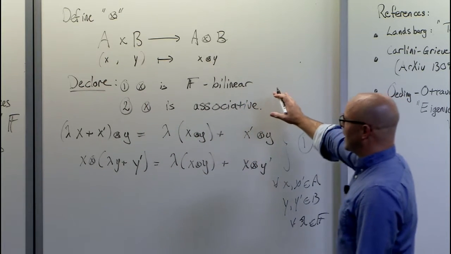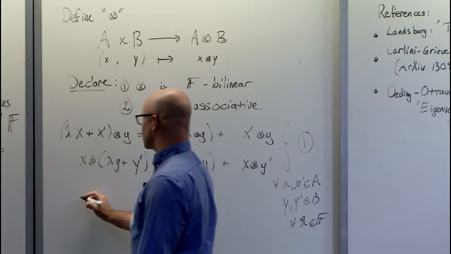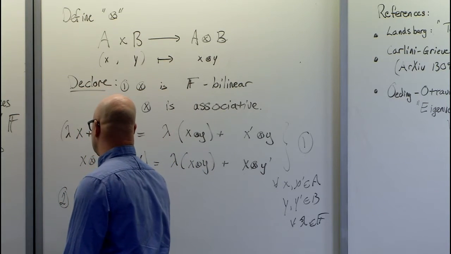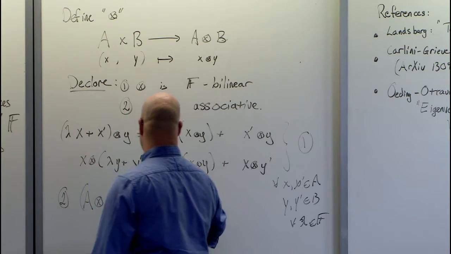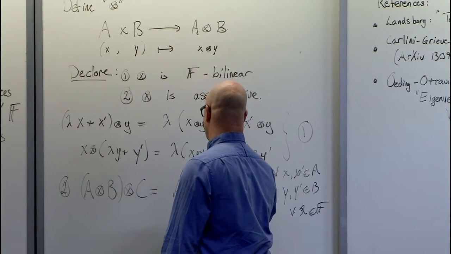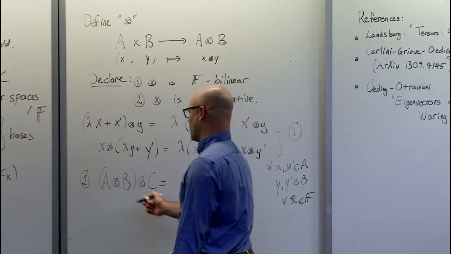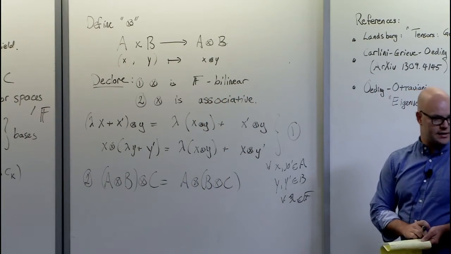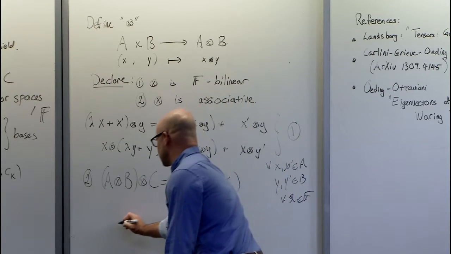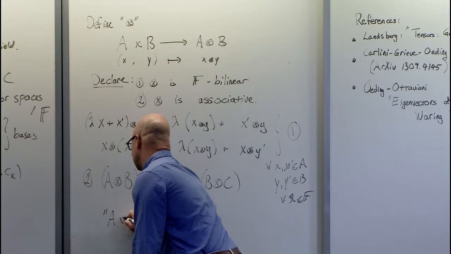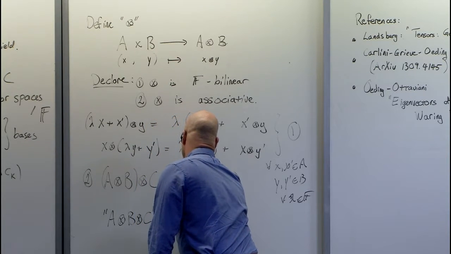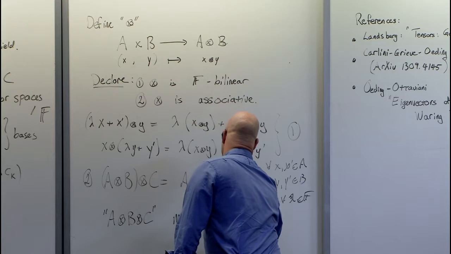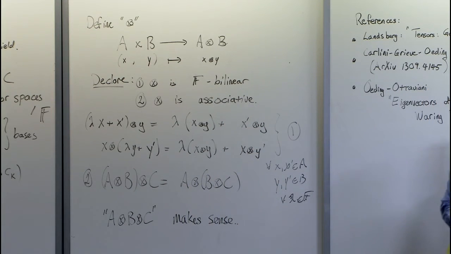So I have an F bilinear map that I'm calling tensor product, and it's also associative. So 2 just means that if I tensor A tensor B and then tensor C later, that's the same thing as if I tensored first B and C together, or I could have tensored A and C together first and then added B. So this means that this A tensor B tensor C makes sense. It makes sense to write the triple tensor product, even though I only defined it for 2 factors.